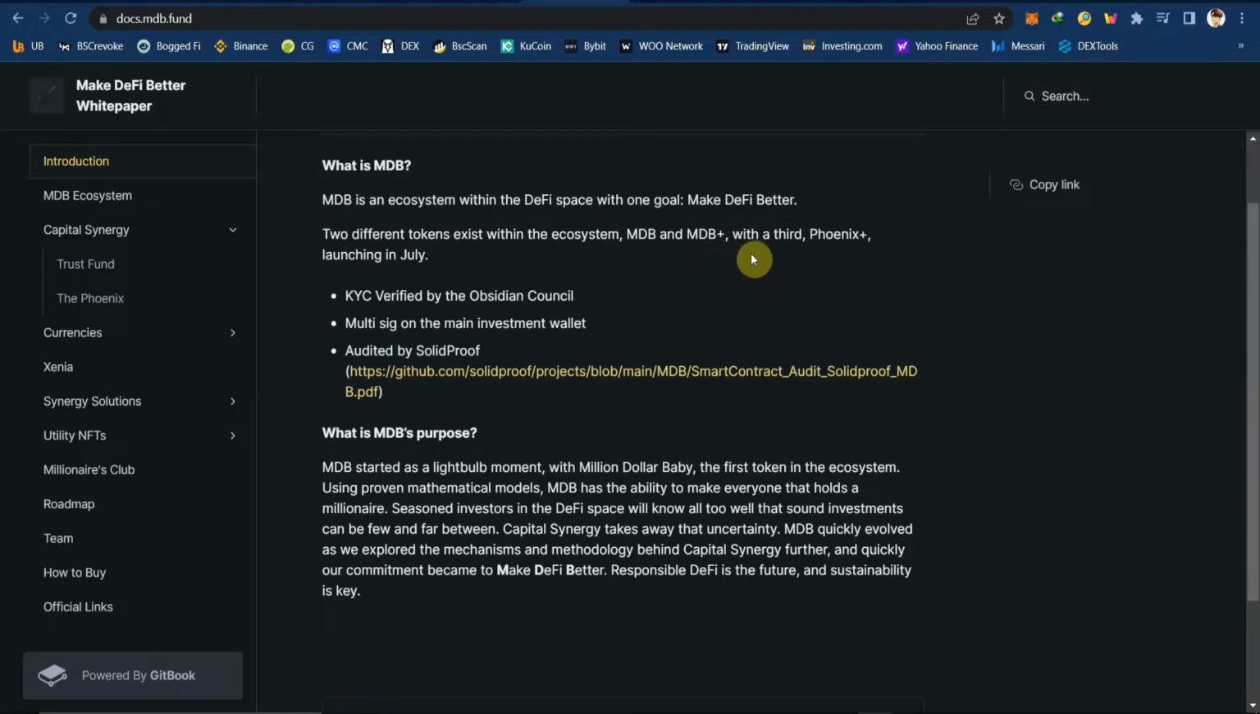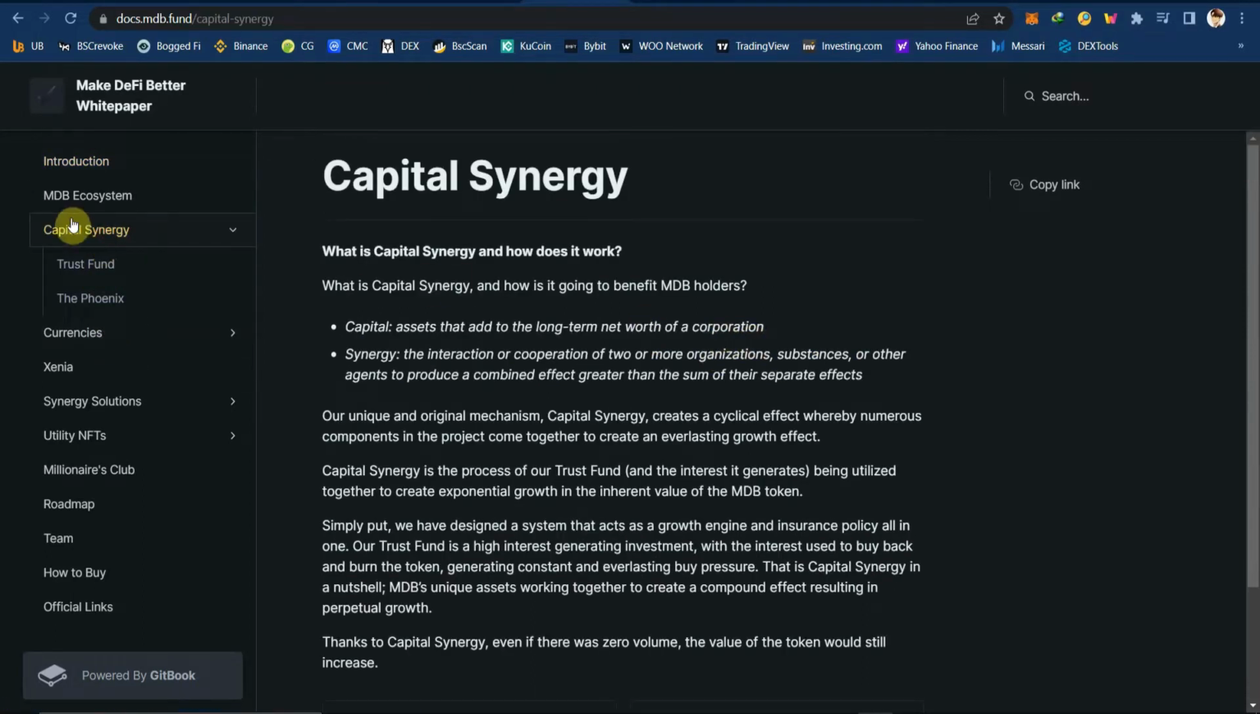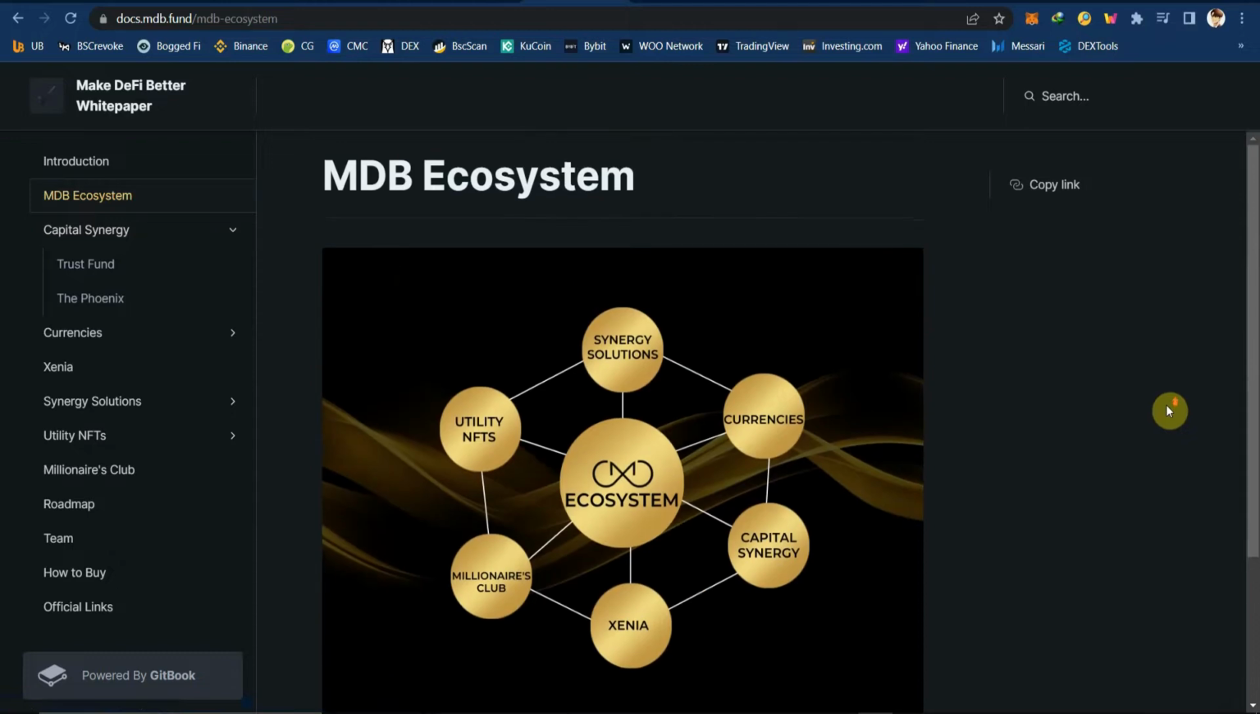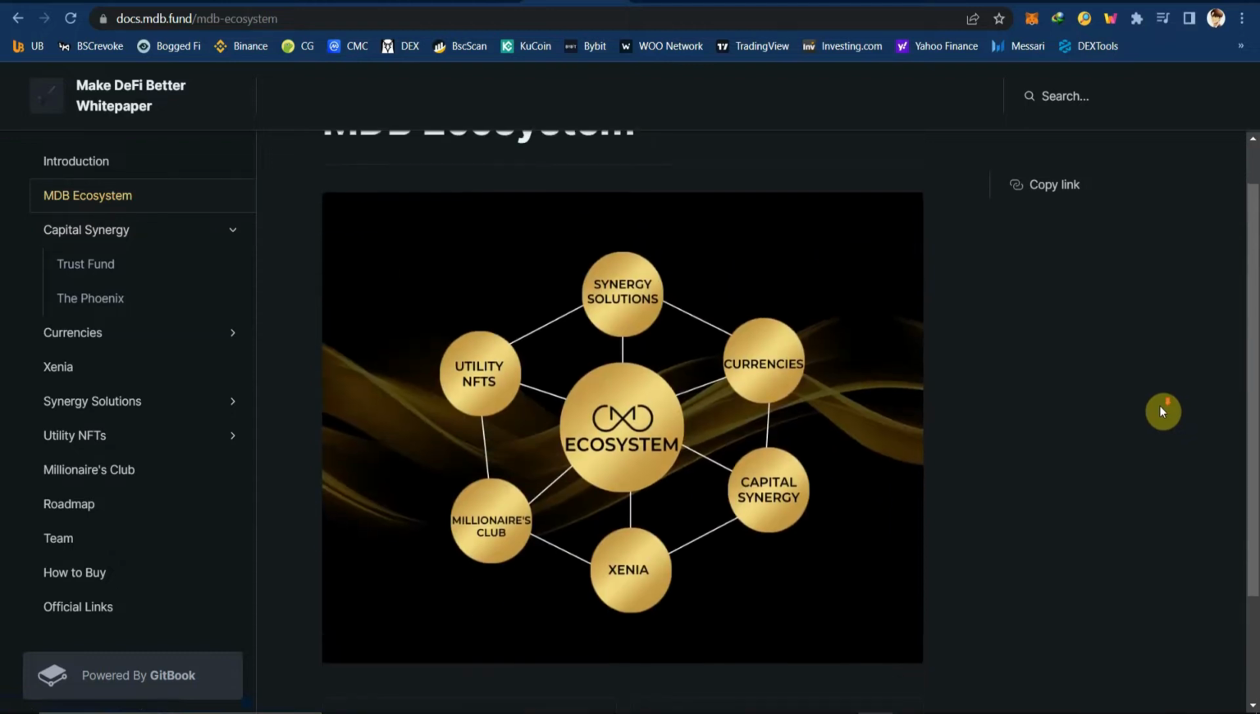MDB Plus, with a third, Phoenix Plus, launching in July. So we're already in July. Actually, we're already in August, so they already launched Phoenix Plus. Originally they have MDB, which is the MDB token, and MDB Plus is like a stable coin. More goodies on that as well, and also on Phoenix. So let's go to capital synergy, because this is MDB's ecosystem, by the way.